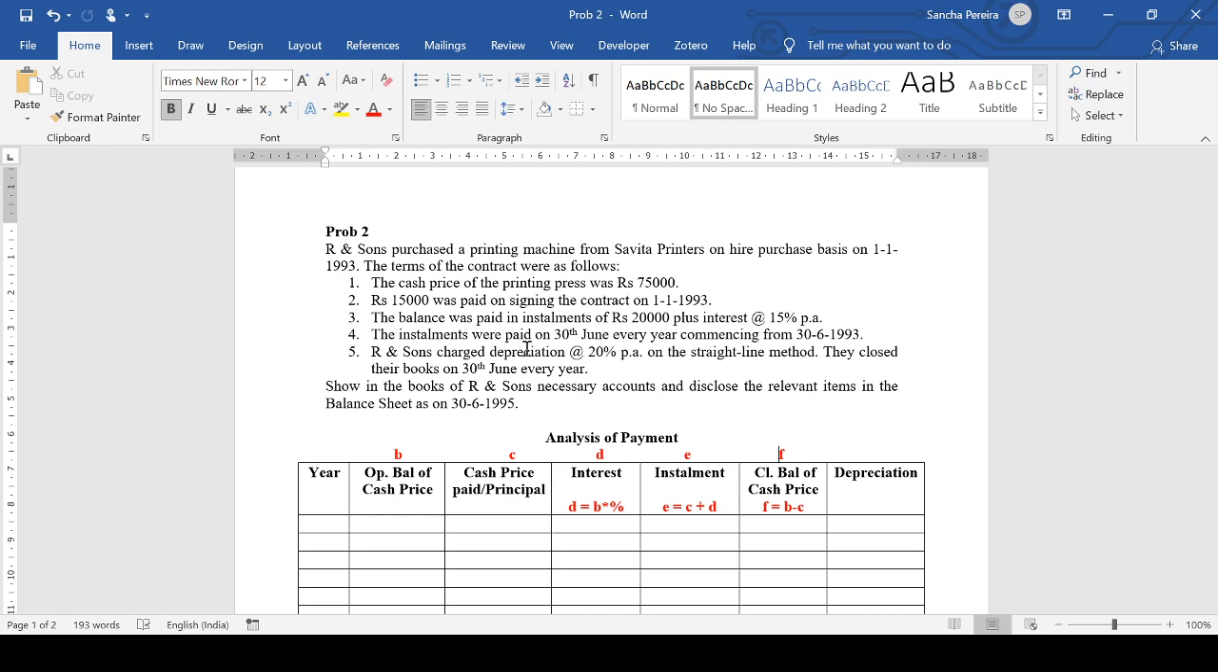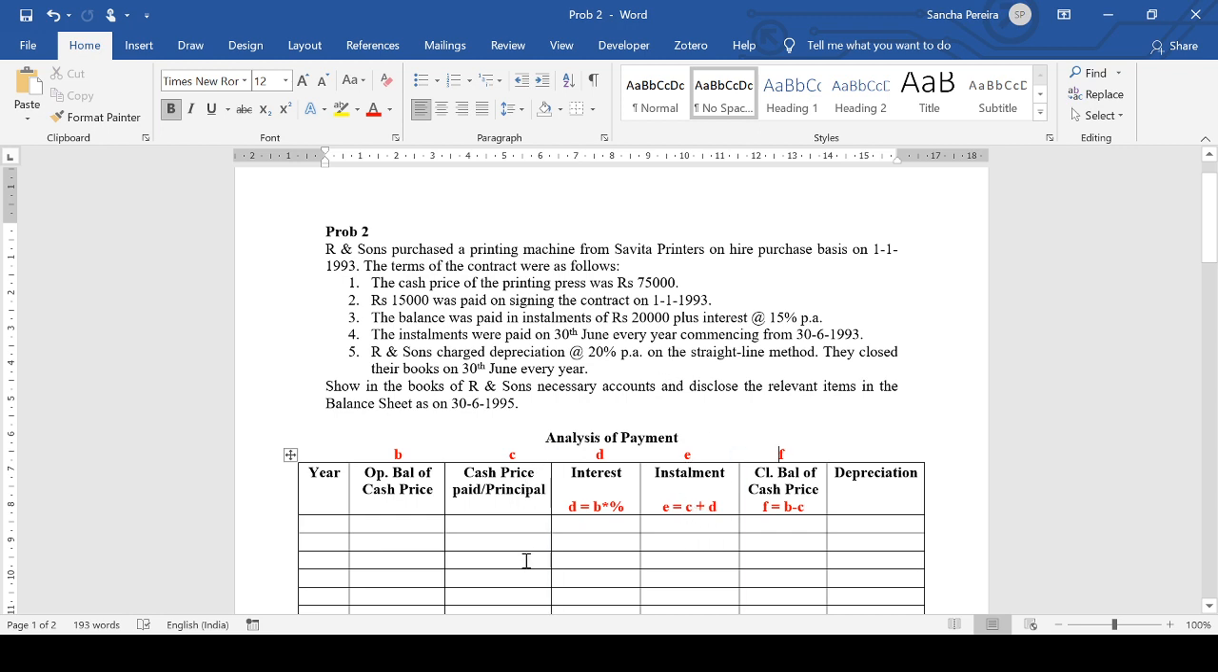The balance was paid in installments of rupees 20,000 plus interest at 15% per annum. Now, please pay attention to this statement. The statement makes a lot of difference. They say the balance was paid in installments of rupees 20,000 plus interest. Because they're saying 20,000 plus interest, we can't consider the installment to be only 20,000. The installment will be basically 20,000 plus the interest that needs to be added. So when we're talking about this column, we can't just write 20,000 here. It's going to be 20,000 plus the interest.